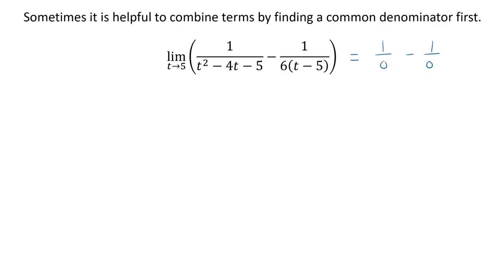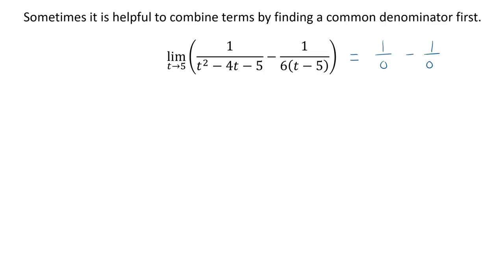Our first inclination should always be direct substitution. But if we try to substitute 5 in for t, we end up with 1 over 0 minus 1 over 0. Because we have division by 0, that still presents a problem for us and leads us to believe that maybe the limit is undefined. But that's not the case.